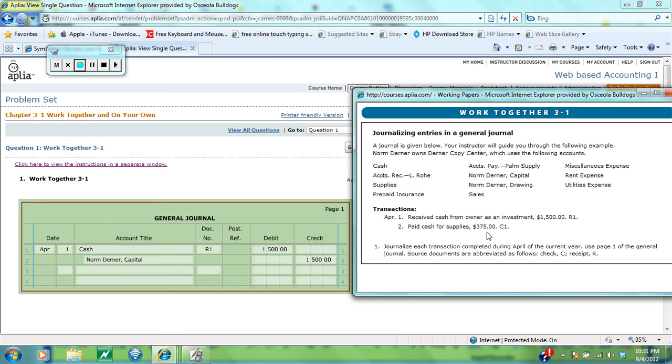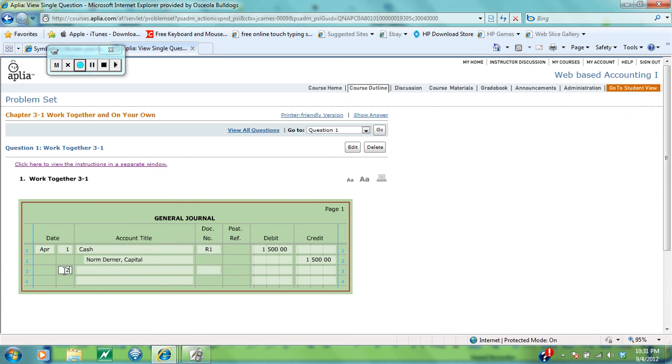On the second, paid cash for supplies. Okay, two account titles: cash and supplies. Which one went up and which one went down? They're both assets. So hopefully you realize that supplies went up. You paid for supplies. They're building in your closet. And your cash is what went down.